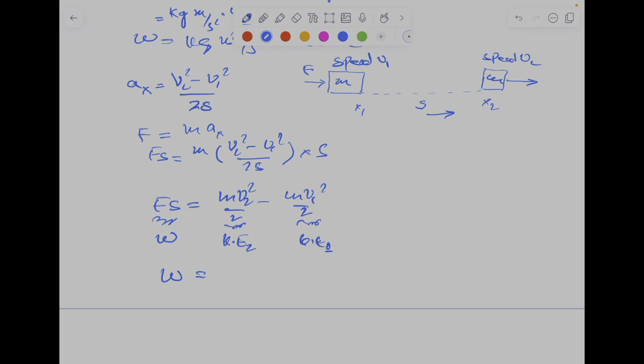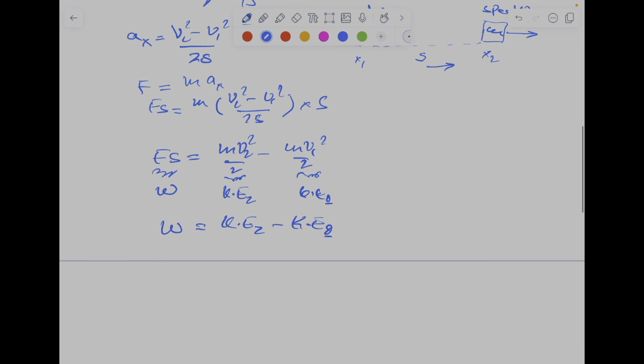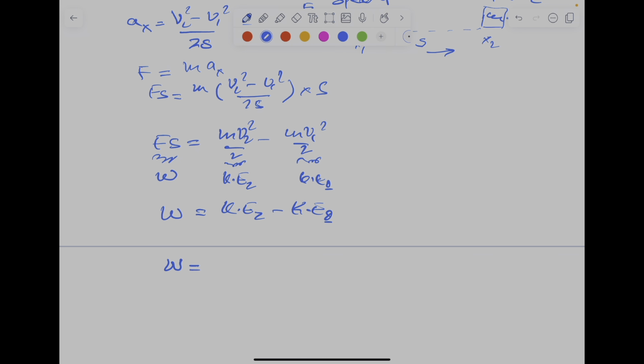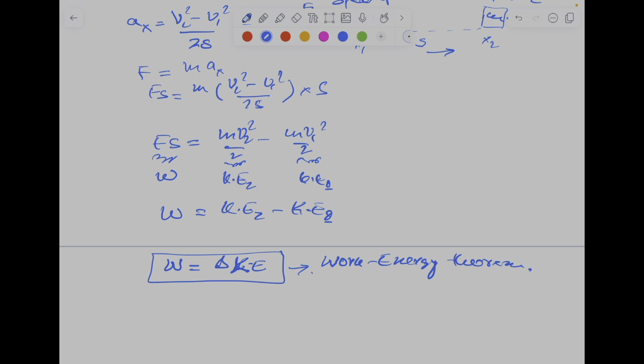So work done is nothing but the kinetic energy at point 2 minus the kinetic energy at point 1. And this is your important result, which is that the work is stored in terms of the change in kinetic energy. The work done by the net force on this object is equal to the change in the particle's or object's kinetic energy, and this is named the work energy theorem.